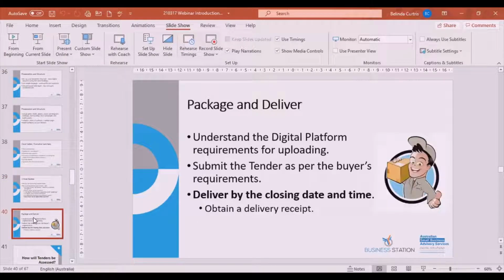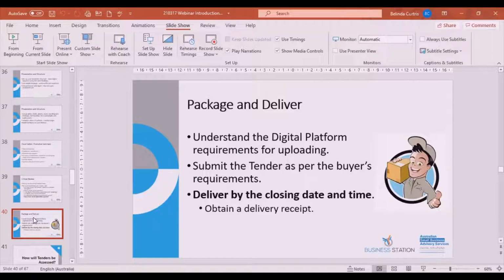And then once you've done all that, you're ready to package and deliver the tender. Tenders these days are mostly uploaded through the website that you download the document from, so Tenders WA or one of the state portals or AusTender. So understand the digital platform requirements for uploading the documentation. They might have requirements around the file size, how many documents you can upload, and how you actually go about doing that. Submit the tender as per the buyer's requirements.